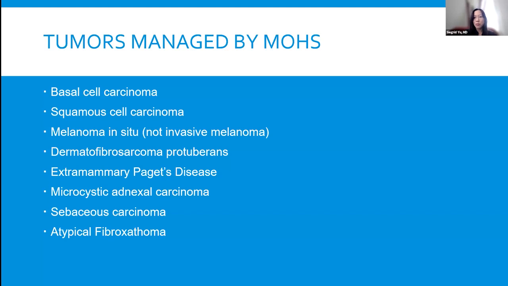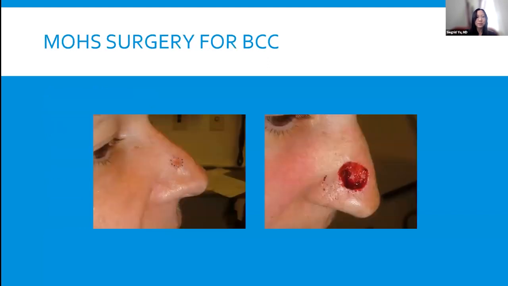And I've listed some of the more rare skin cancers that you may hear about, also treatable by Mohs surgery: dermatofibrosarcoma protuberans, extramammary Paget's disease, microcystic adnexocarcinoma, sebaceous carcinoma, and atypical fibroxanthoma.